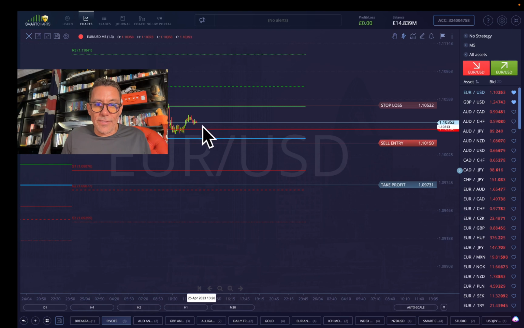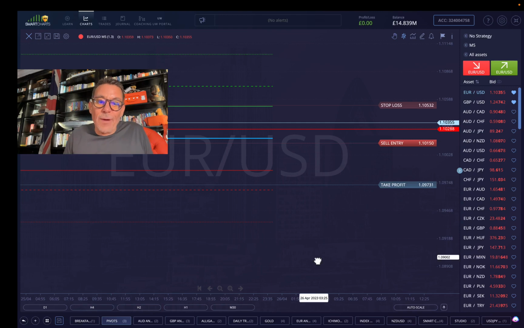So we want to see, it's got to pull through. This is that main resistance on the daily. Got to get through there. Then it's got to get through the pivot, and then I'll take it just below the pivot. I want certainty this is going to happen.